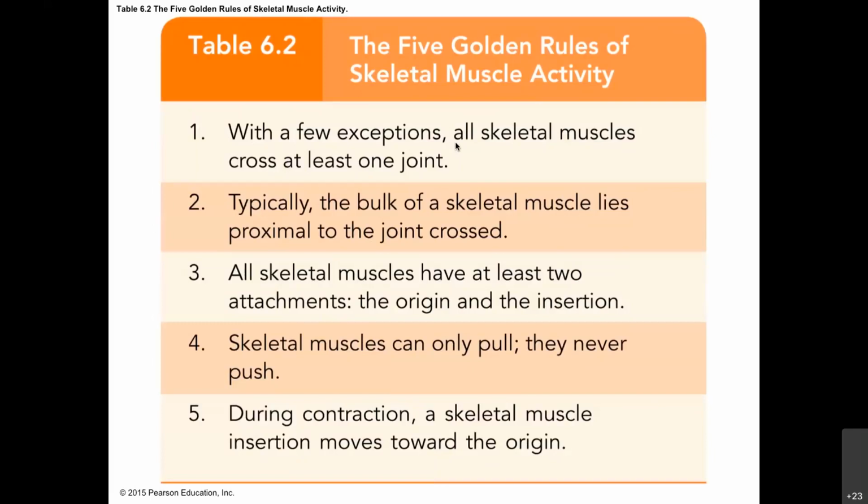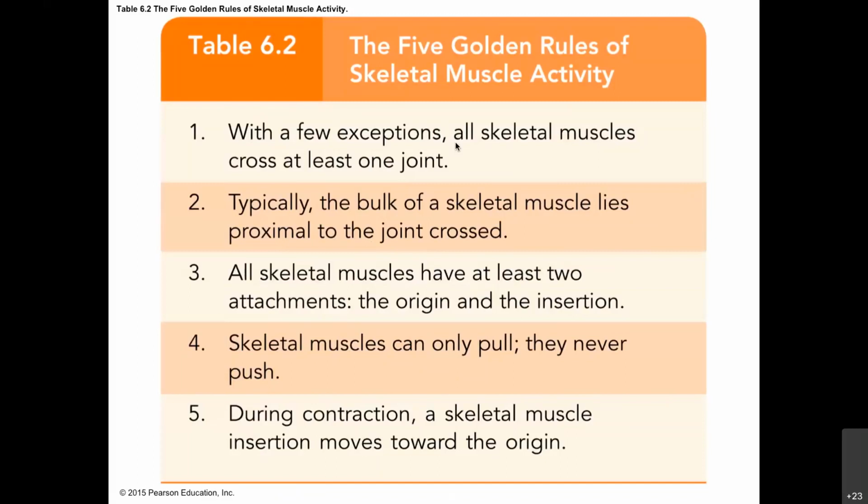The one joint that it's going to cross here is our elbow joint. My sweater is a little worn on my elbow joint, but this is our bicep. It's going to start at our humerus, and it's going to end at our radius, and it's going to cross over and be responsible for movement of the elbow. 2. The bulk of the skeletal muscle will lie proximal to the joint it crosses. This is our arm, this is our bicep. The joint it crosses is the elbow. The majority of this muscle lies proximal, closer to the site of attachment for our muscle.